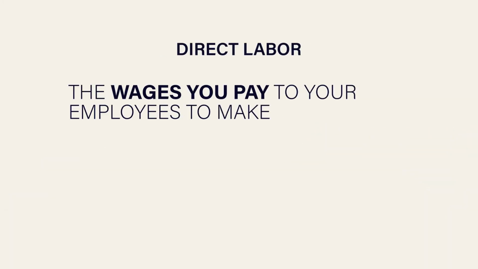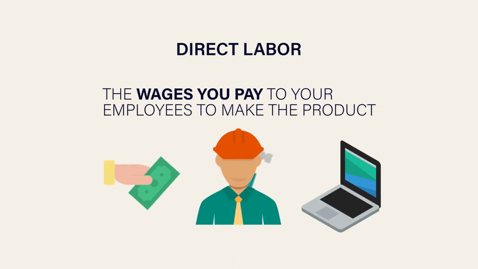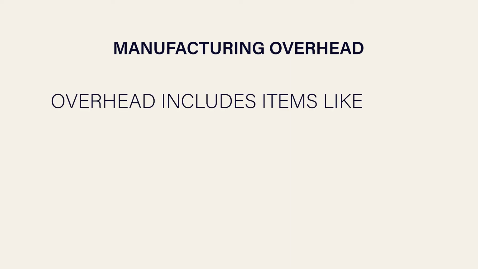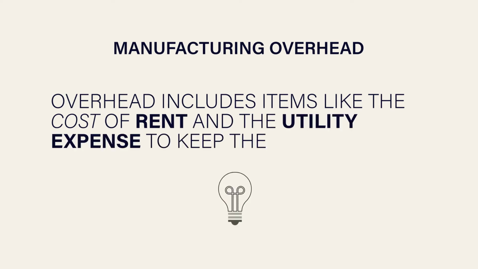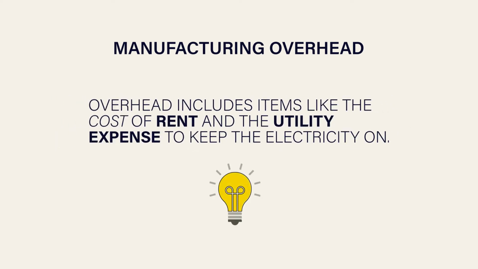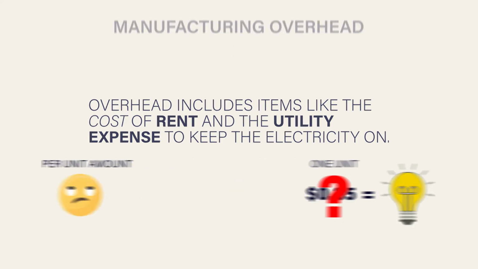Direct labor is the wages you pay to your employees to make the product, like when you pay a factory worker to put together the laptops. The third product cost is manufacturing overhead. Overhead includes items like the cost of rent and the utility expense to keep the electricity on. It's hard to break down these costs to a per unit amount, meaning it would be hard to say that it costs 35 cents worth of electricity to produce 1 unit.